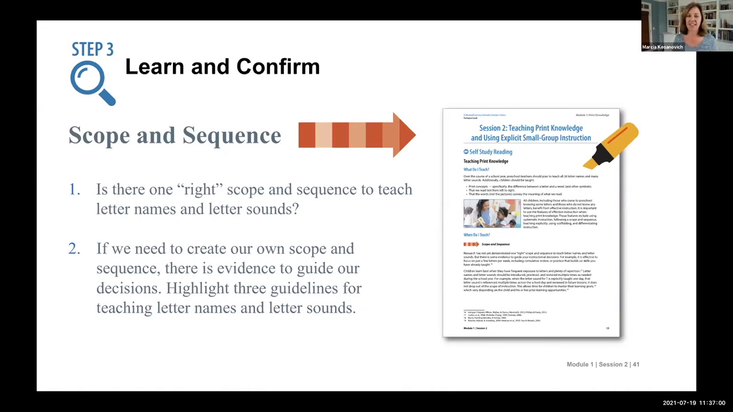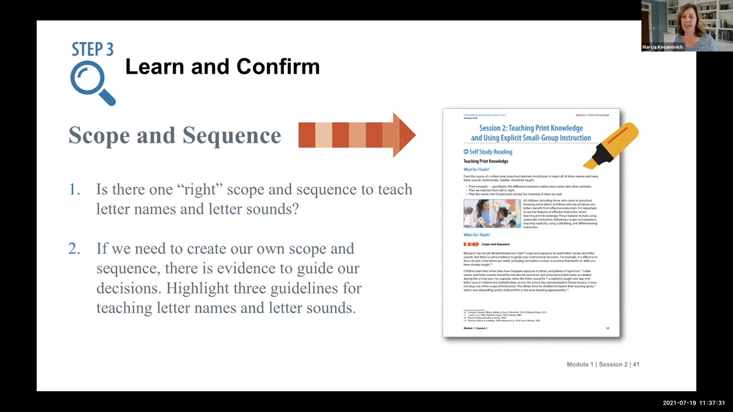Okay. The facilitator will say, step 3 of the collaborative learning cycle is learn and confirm. The goals for step 3 are to learn something new about teaching print knowledge in small groups and to confirm some things that we already know. So in session 1, we learned that effective instruction includes a scope and sequence. A scope and sequence provides an overview of instruction that includes the content or scope to be taught and the order or sequence in which the content is taught.